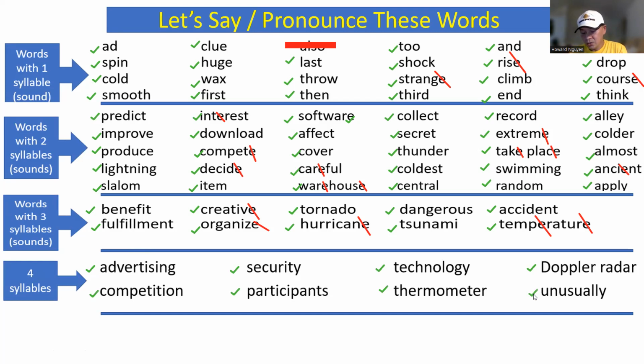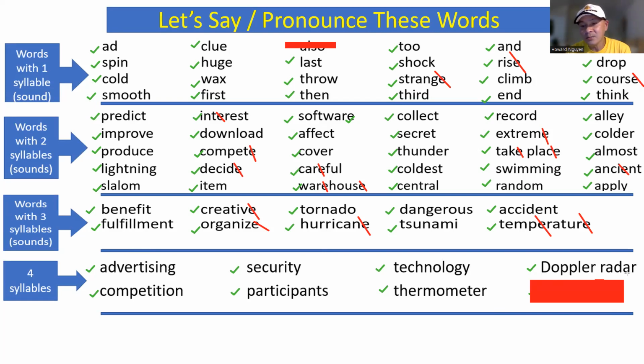Unusually. This is a five sound word. I mean to use that, so we're not going to count this one. I'm going to use the word unusual, so let's take this word out. Okay, things happen, mistakes happen, I apologize.